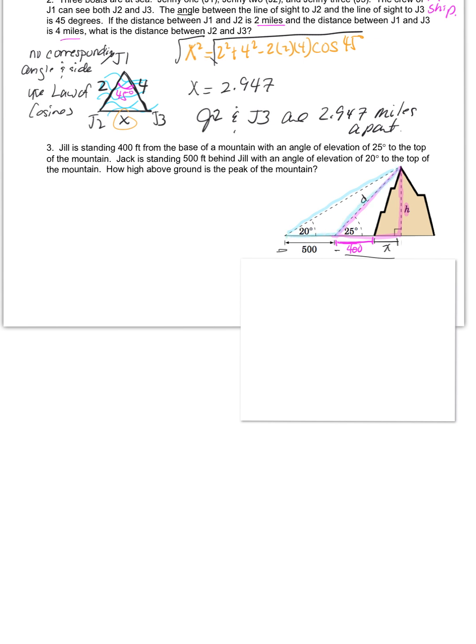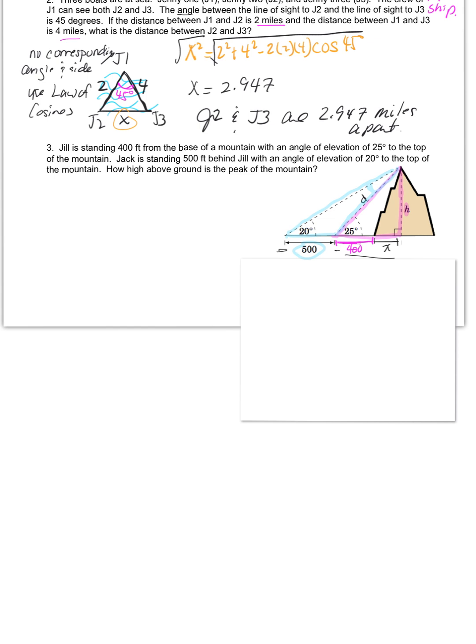Because D is the side opposite the 20 degrees. I can find this angle here if I knew what all of it was. So I have to be careful and make sure I know what that angle is, because I already have one known as D, so I got to know what that angle is across from 500.